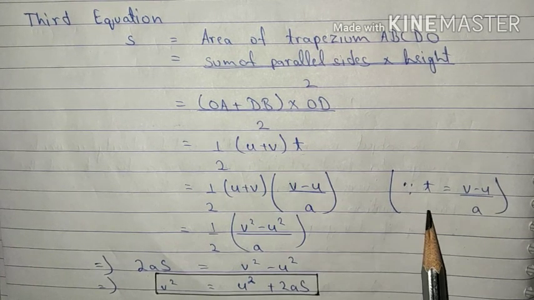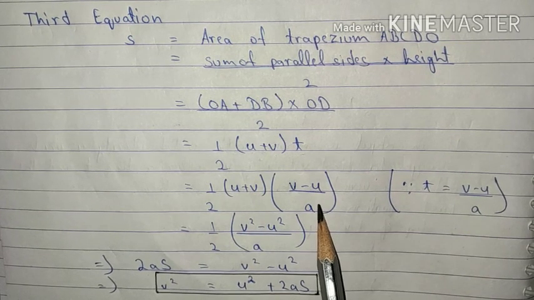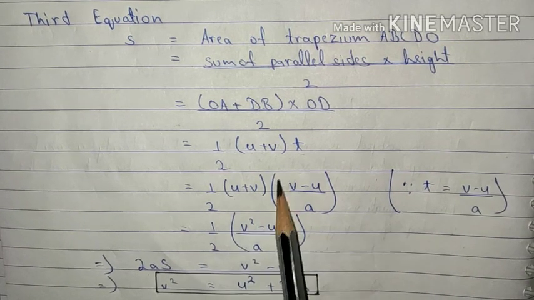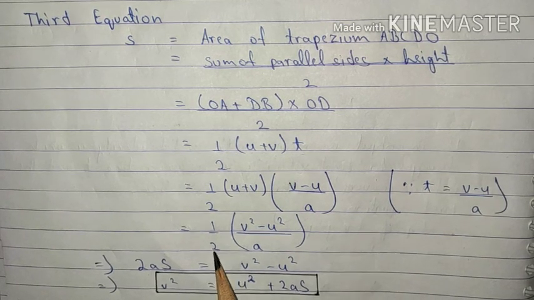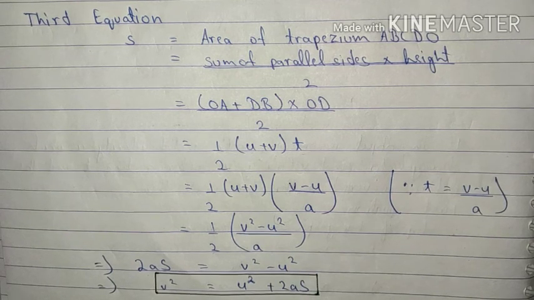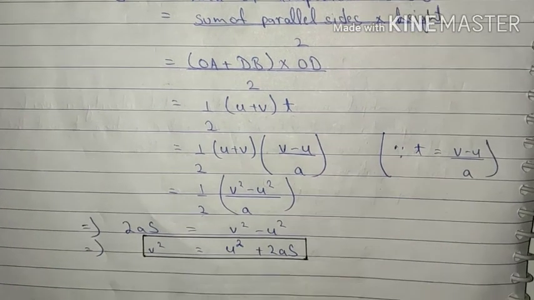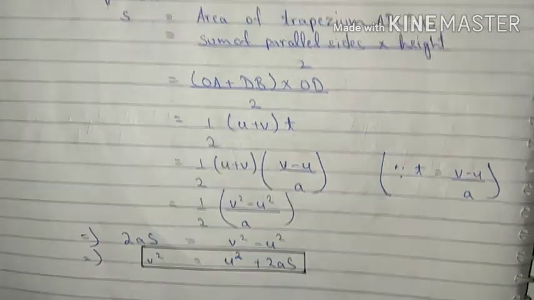Now t can also be written as (v minus u) upon a, so putting the values over here, we get half into (v plus u) into (v minus u) whole upon a, which can be written as half into (v square minus u square) whole upon a, which can be rearranged and written as v square is equal to u square plus 2as. That is our third equation of motion.